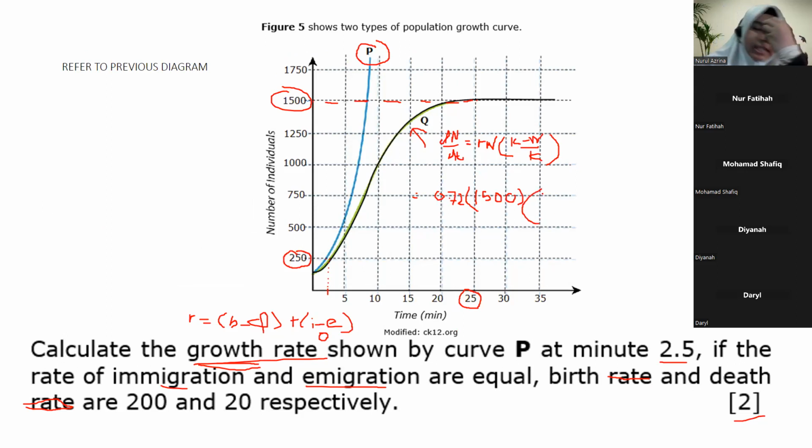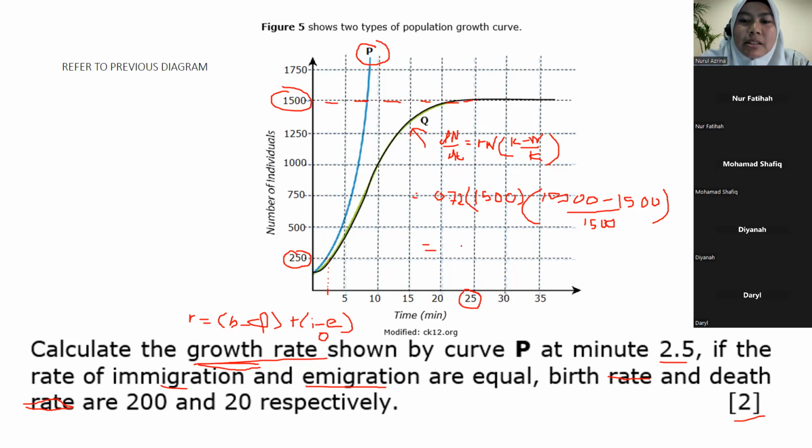What is the carrying capacity of this environment? Tengok gambar. What is the carrying capacity? 1,500. Sorry lah yang ni tak ada pen. 1,500 minus N. N you 1,500, sebab at minute 25. Divide by K, 1,500. So, berapakah? 0. Yes, the answer is 0.